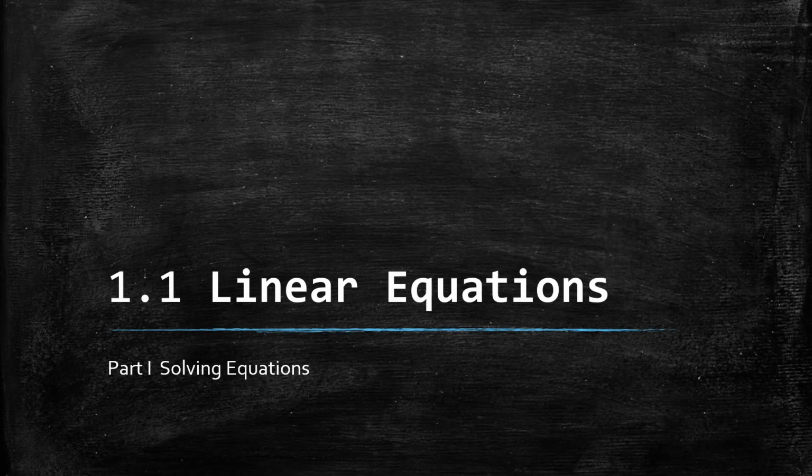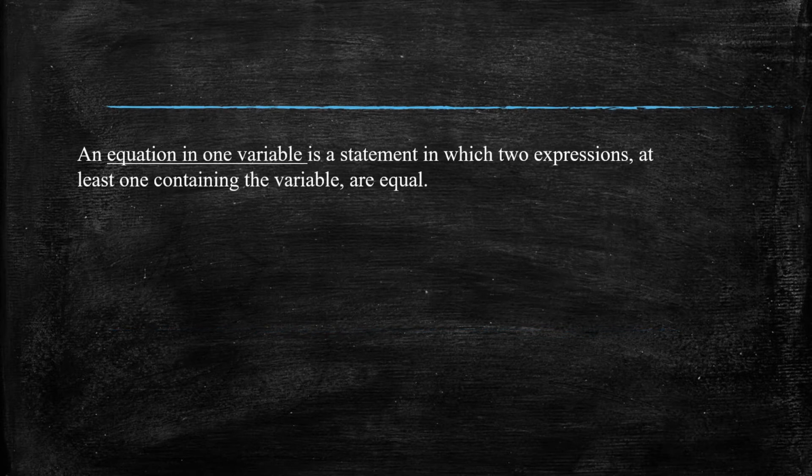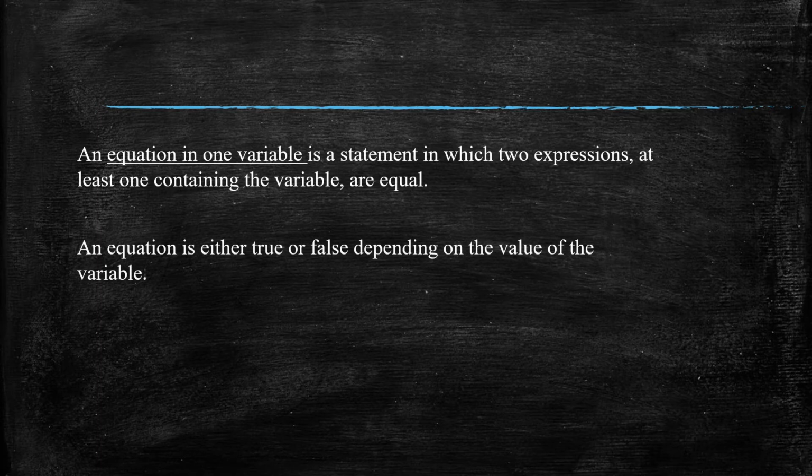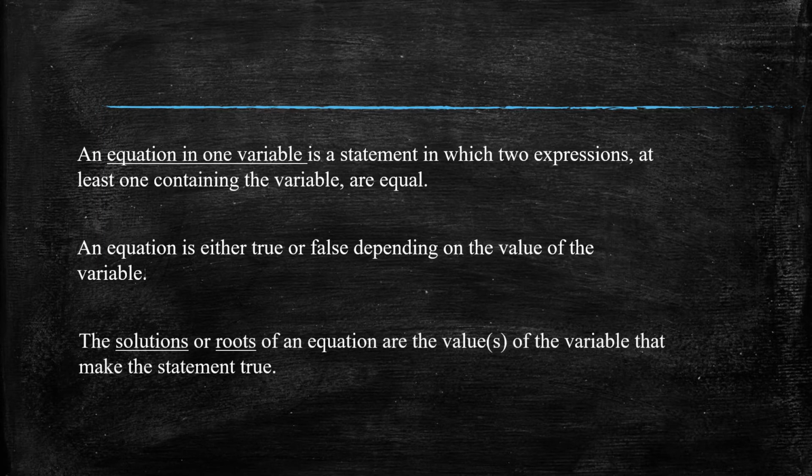Hi class, this is section 1.1 linear equations, part 1. An equation in one variable is a statement in which two expressions, at least one containing the variable, are equal. An equation is either true or false, depending on the value of the variable. The solutions or roots of an equation are the value or values of the variable that make the statement true.